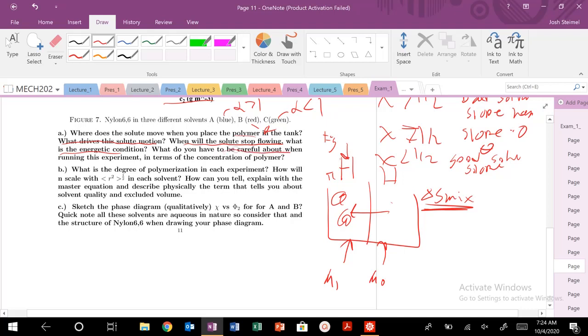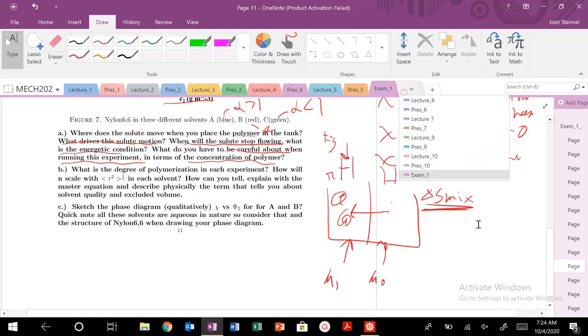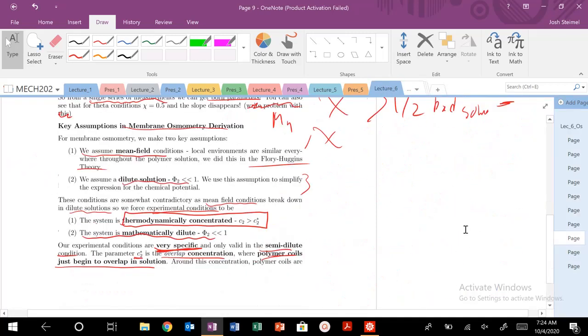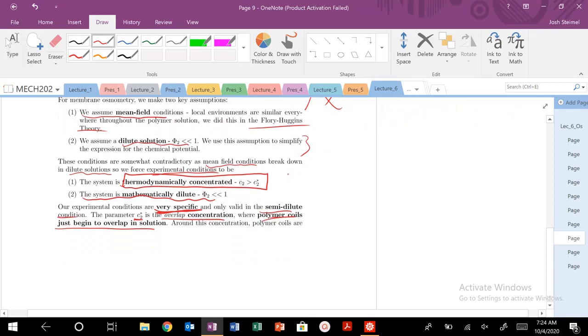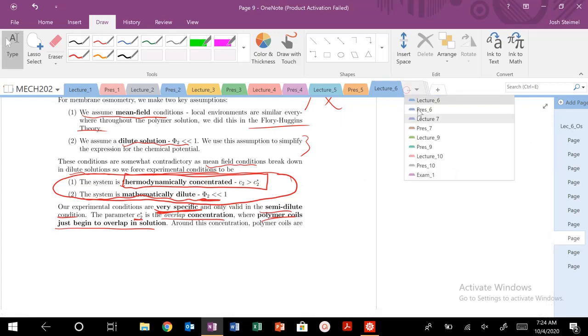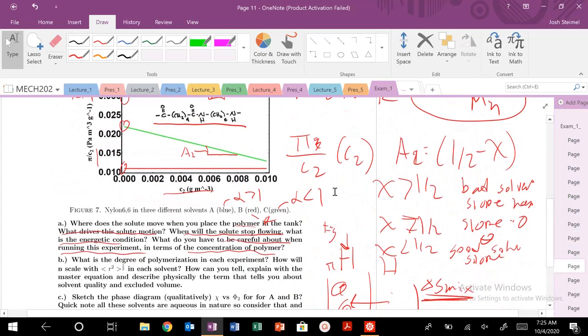What do we have to be careful about when we're running this experiment in terms of the concentration of our polymer? Well, we have to make sure, again, that we are in this really important scenario where we are thermodynamically concentrated, so that we are greater than our overlap concentration, but that we are mathematically dilute. So we have to meet those two conditions simultaneously. Again, that's what we talked about previously in lecture.